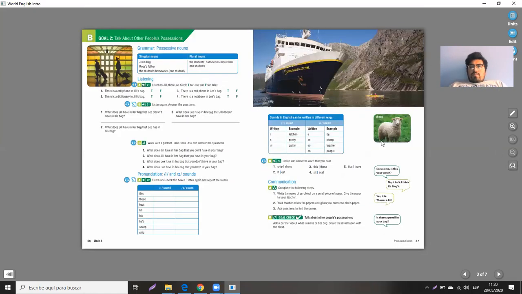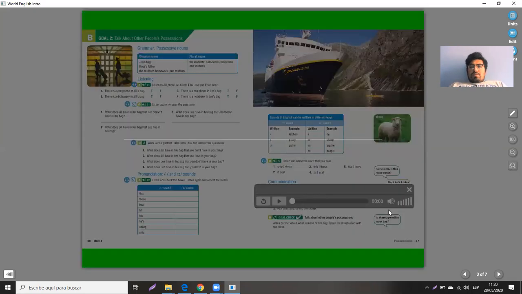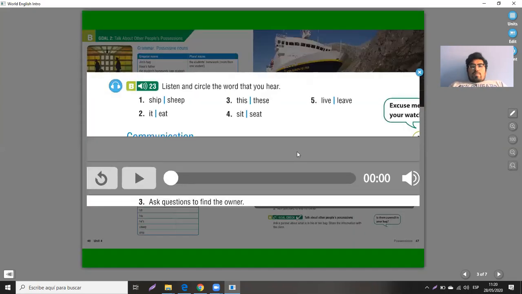Okay, and now let's finish with the last activity. Activity B for pronunciation. So please listen and circle the word that you hear. One option, this or this, esta o esta. So for example, sheep, you circle this, okay? So please, listen and complete.